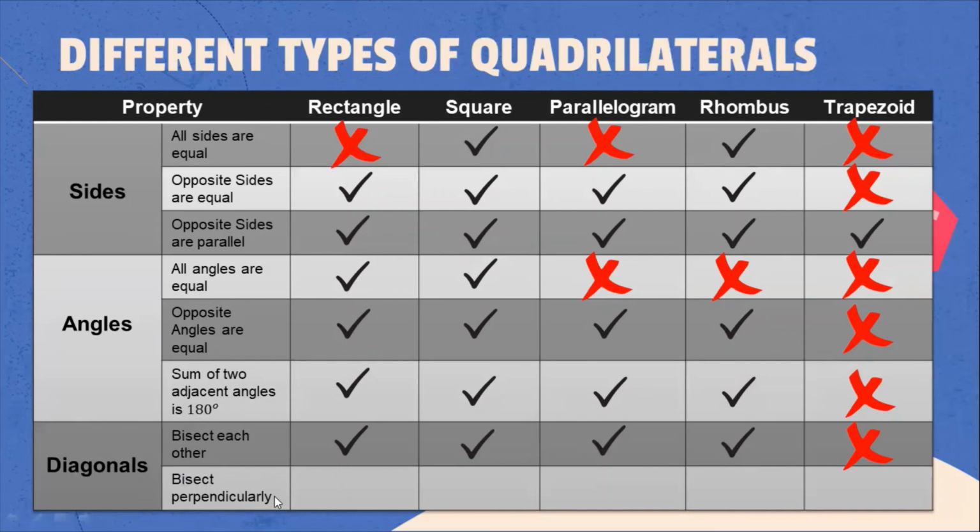How about the last one? Diagonals bisect perpendicularly. For rectangle, no. For square, yes. For parallelogram, no. For rhombus, yes. For trapezoid, no. So this is the summary of what we discussed today. I hope you were able to catch up.